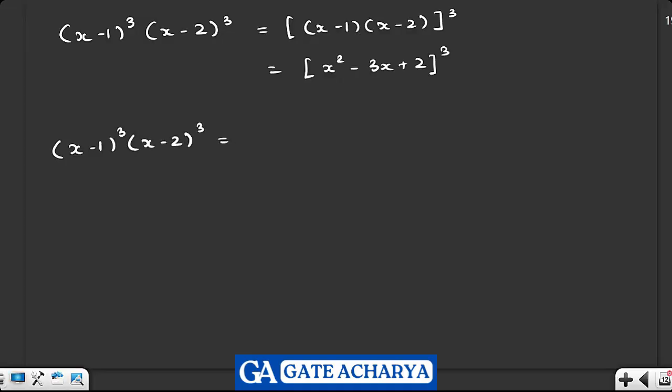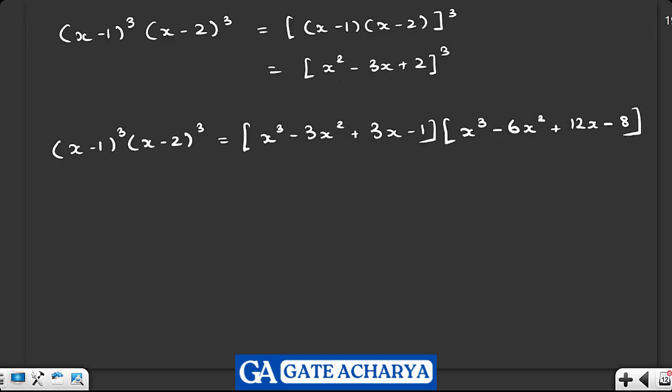Okay. So let's expand (x minus 1) the whole cube as a complete expansion. What is that? x cube minus 3x square plus 3x minus 1. This is the expansion of (a minus b) the whole cube. What about the other case? x cube minus 3 into x square into 2, so 3 into 2 is minus 6x square, plus 3 into x into 2 square. What is 2 square? 4. 4 into 3, 12, so 12x, minus 2 cube. What is 2 cube? That is 8.